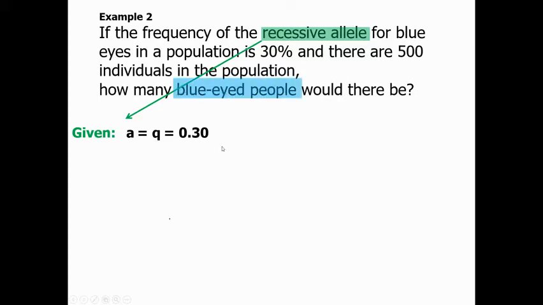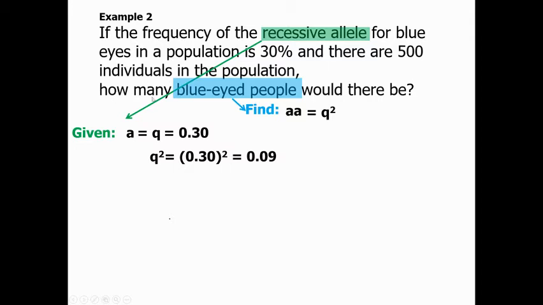Next, we are asked to find how many blue-eyed people there would be. We were just told that blue eyes is the recessive trait, and we have the allele. So to find out the genotype, we're going to square that. We're trying to find q squared. So we're going to square 0.3, and our answer is 0.09.